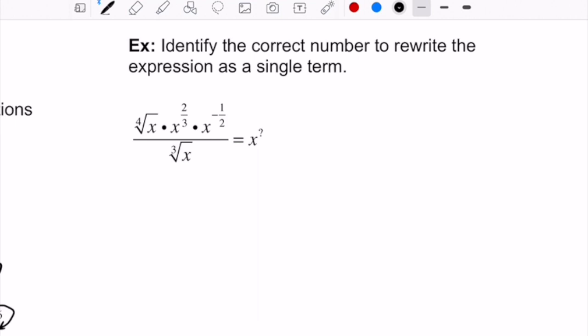All right, here we're being asked to identify the correct number to rewrite the expression as a single term. So the question mark right here on the x, that's the number that we're trying to figure out. Notice that there's x's in the top, there's x's in the bottom of this fraction, there's numbers that are underneath the radical, and then there are some numbers that have rational exponents.